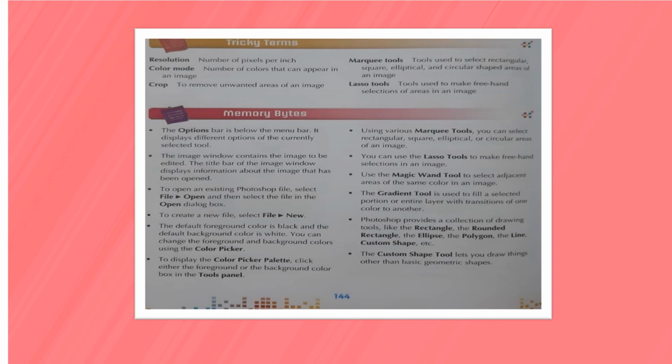The gradient tool is used to fill a selected portion or entire layer with a transition of one color to another. Photoshop provides a collection of drawing tools like rectangle, rounded rectangle, ellipse, polygon, line, custom shape, etc. The custom shape tool allows you to draw things other than the basic geometrical shapes.